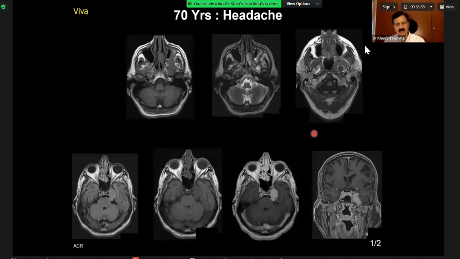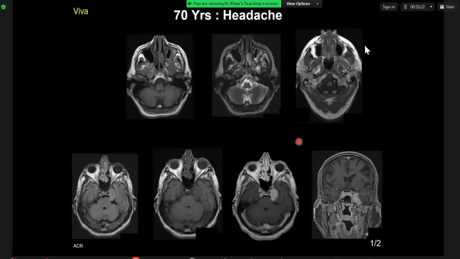This is a very good exam case. What do you think is happening here? Look at the cavernous sinus on the left side. This is post-contrast. Over to you. Sure. This is a series of MRI head of a 70-year-old patient with headache. So I'm looking specifically at the left cavernous sinus here. There is a mass lesion. I'm trying to work out whether there is involvement of the cavernous sinus.